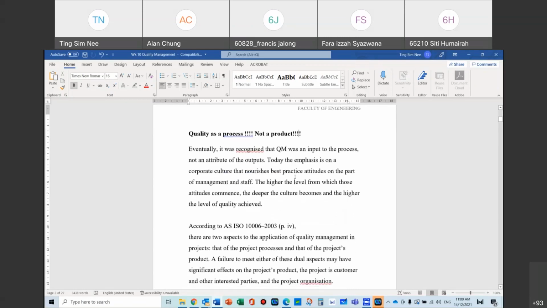Now we must recognize that QM is actually input to the process, not an attribute of the output. This is a very important sentence that you must always remember about quality. It's not about attributes. It's not about the features, the final features. If we civil engineers are concentrating on the final features, then everything is too late. By the time you get up to the stage of checking everything before you hand over to your client or your house buyer, it's already too late.